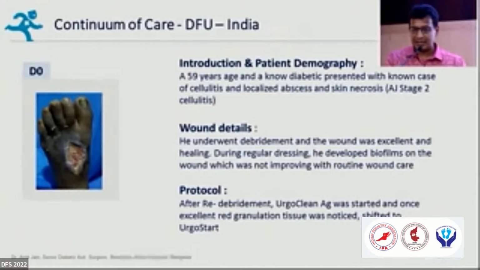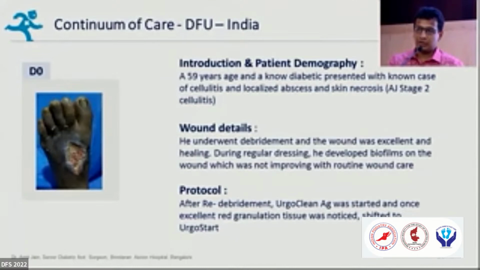One of our patients was a 59-year-old known case of cellulitis with localized abscess and skin necrosis. Today, this is called AJ2 of cellulitis, before progressing to necrotizing fasciitis. In this patient, we went ahead with debridement. The wound was looking excellent with regular wound care. But once the patient started coming at a later stage, we found that he developed biofilms, which is very evident in this photo.